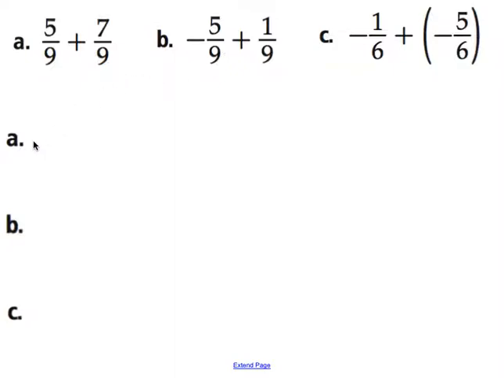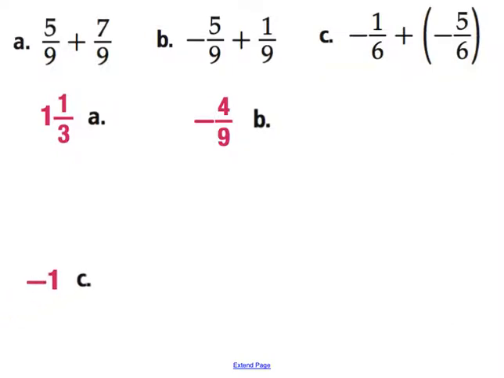Alright, I hope you took some time for that. 5/9 plus 7/9 is 16/9, and if we reduce 16/9, we get 1 1/3. Letter B, -5/9 plus 1/9 is -4/9. Letter C, -1/6 plus -5/6 is -6/6, which is the same as -1.